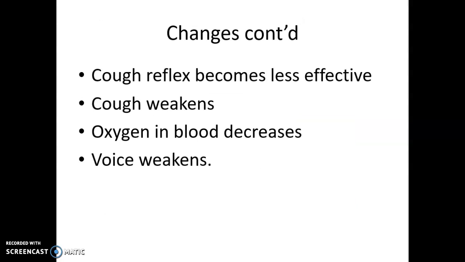Other changes that are relevant as you age is that the cough reflex becomes less effective. So what could this mean for the elderly? If they aren't able to cough up that mucus and it stays down there deep in their lungs, that's an opportunity for infection to grow. And that's why they're more prone to pneumonia. The cough weakens, the oxygen in the blood decreases, and their voice also weakens. These are all normal changes in the respiratory system due to aging.